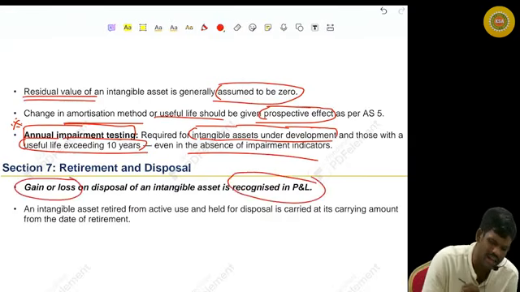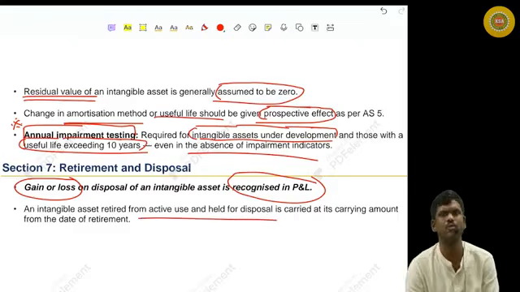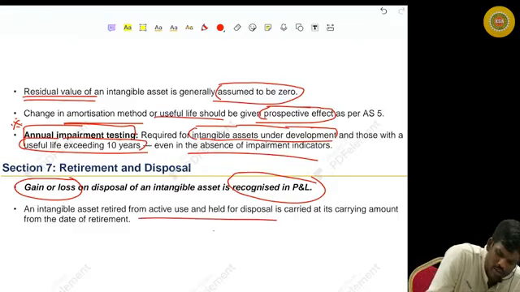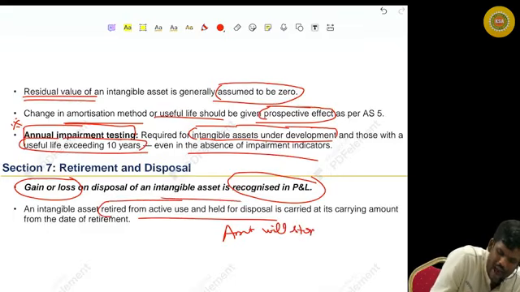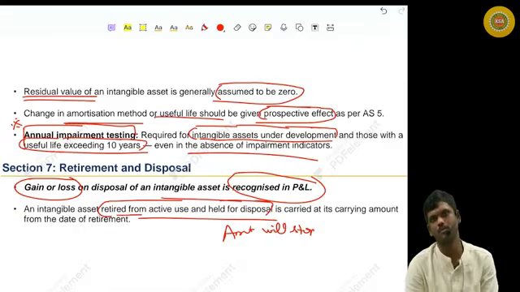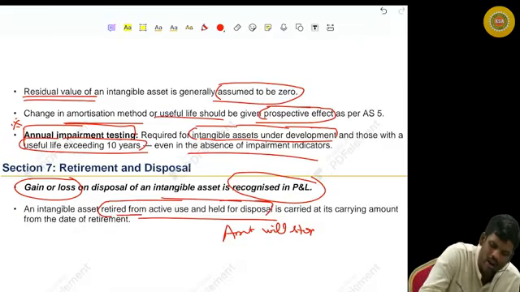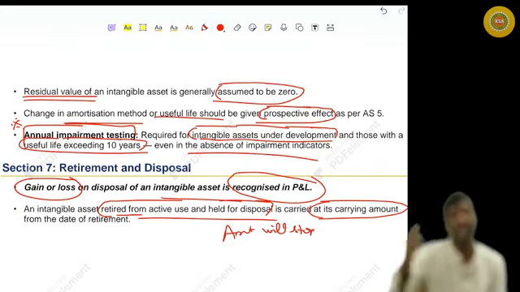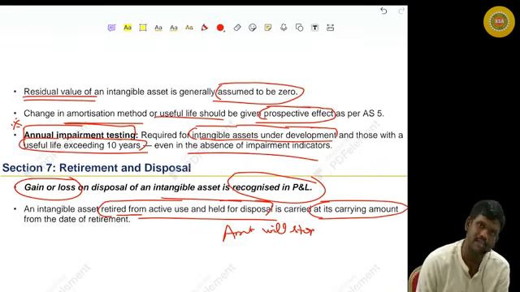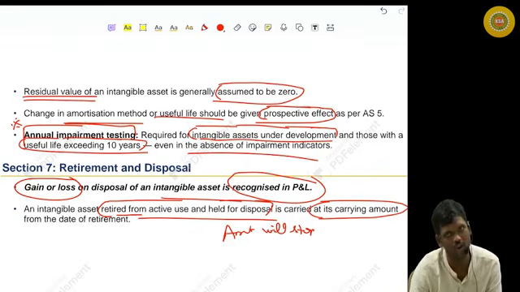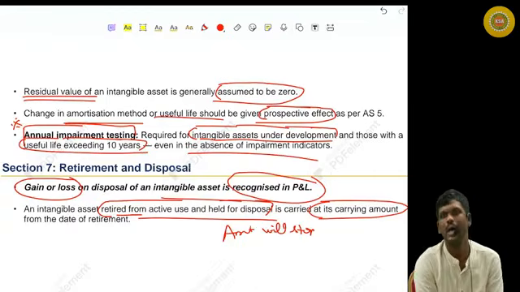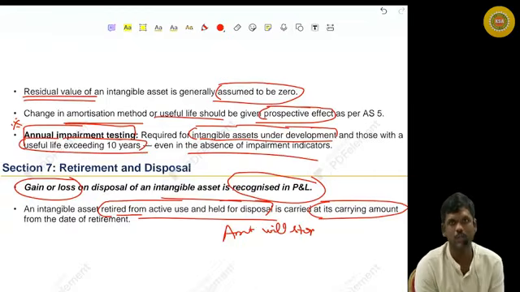And last point, any intangible asset which is retired from active use and held for disposal, for these type of assets, amortization will stop. That is, intangible assets which are retired from active use and held for disposal. For them, amortization will stop, and whatever carrying amount is there till that date, that will be carried in the balance sheet till this asset is sold. Once the asset is sold, any profit or loss on sale of this asset will be taken to P&L. Able to understand? So these are the main points.